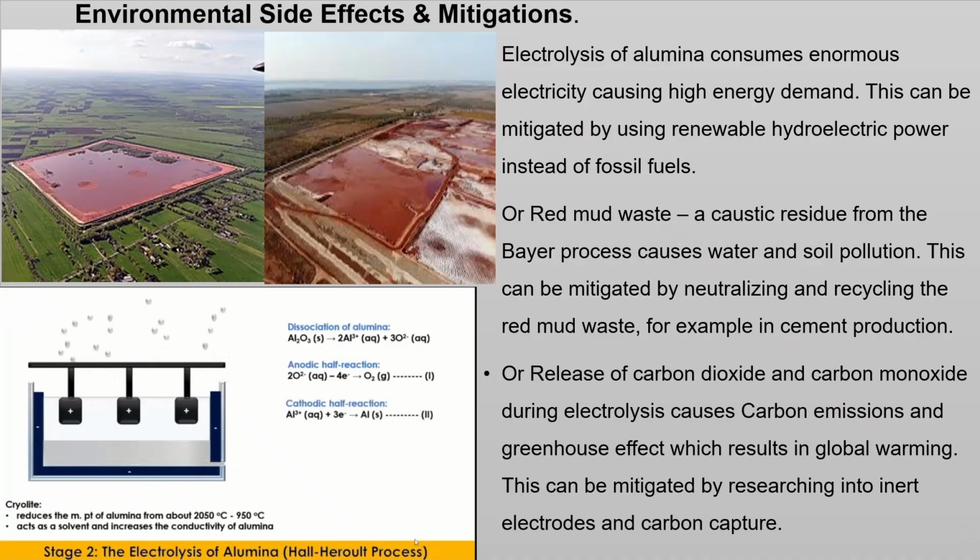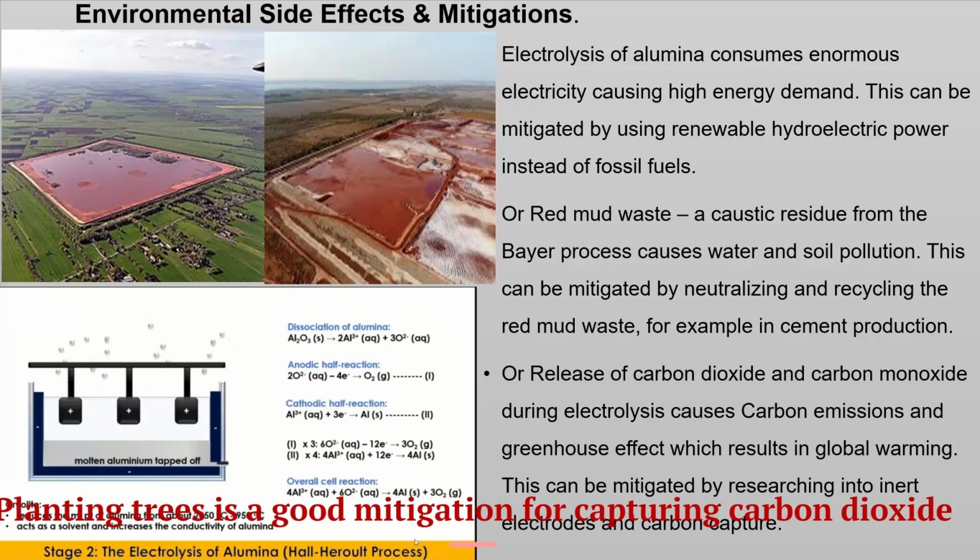electrodes are being eaten away, as we see in the process on the left side there, causes carbon emissions and greenhouse effect, which causes global warming because of the form of blanket that is formed on the earth. This can be mitigated by researching into inert electrodes and carbon capture. Planting trees is a good mitigation for capturing carbon dioxide.